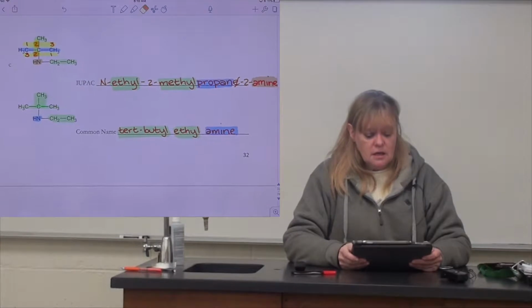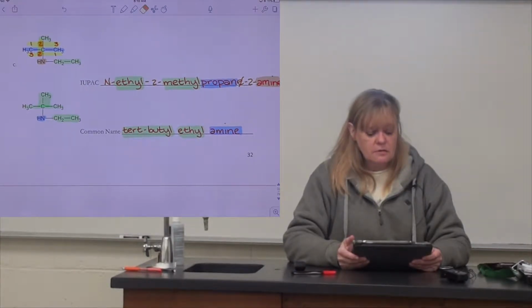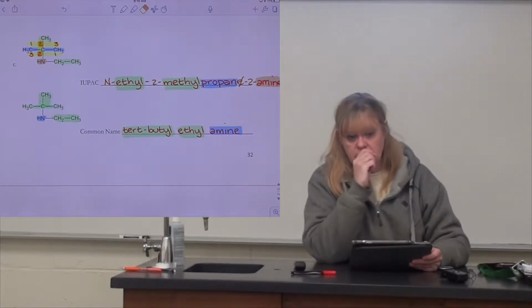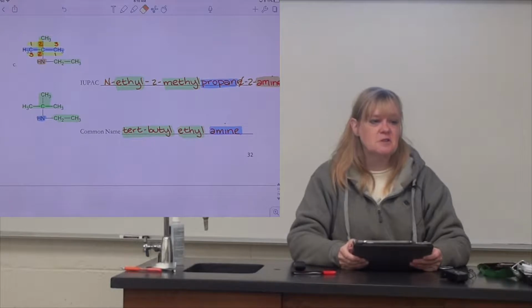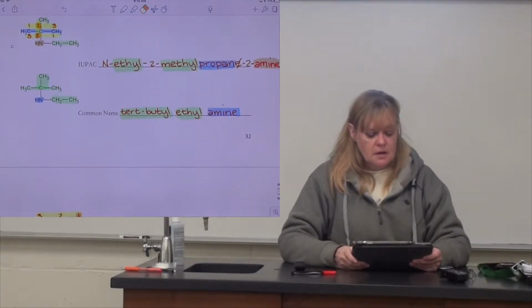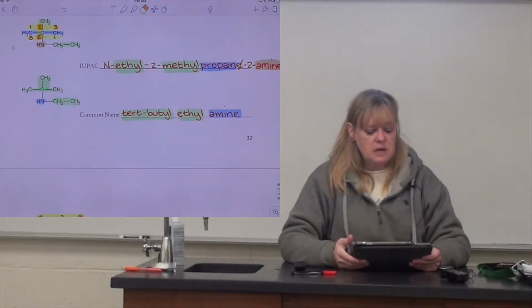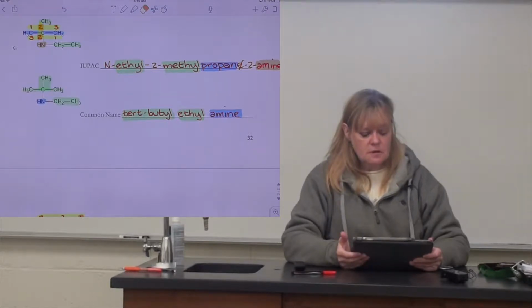Okay, C, N-ethyl, 2-methyl, propan-2-amine. You do have to put a number for the functional group because it could have been attached to carbon 1 for all you know. And then the common name, the nitrogen is the basis that you're building off of, and you say what's attached to it. That's a tert-butyl ethylamine.